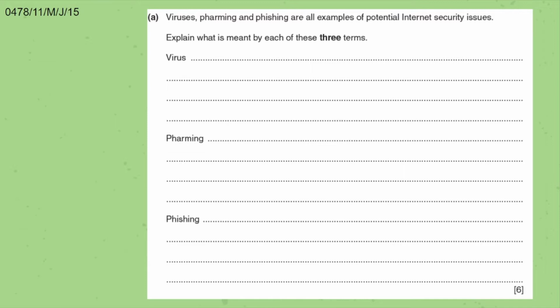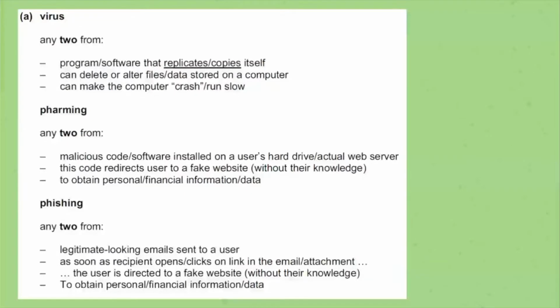Explain what is meant by each of those three terms. This is one of the most repeating questions and carries 6 marks. So remember, for each security risk, there should be 2 points included so that you can get the full 6 marks. First, let's see the description for virus.